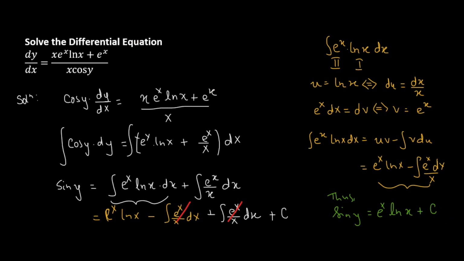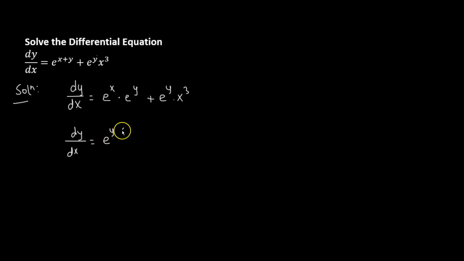Let's move on to the next problem. Problem number 3. Let's begin by simplifying the two terms on the right hand side. So we have dy over dx, that's equals to e raised to the power of x plus y. So that can be written as e raised to the power of x times e raised to the power of y plus e raised to the power of y times x cubed. So that means we can take e raised to the power of y as the common factor. So that will get multiplied to e raised to the power of x plus x cubed.